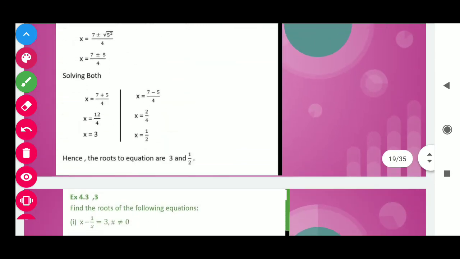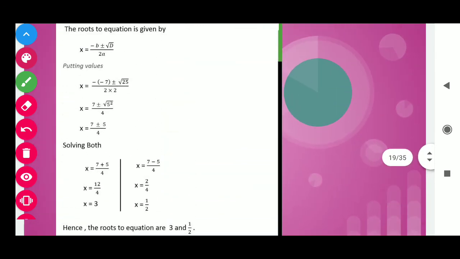Students, many times we face problems in factorization, so students, in this we can very easily just compare, and after that you have to put the values in the quadratic formula. Okay, this is the very simplest method.